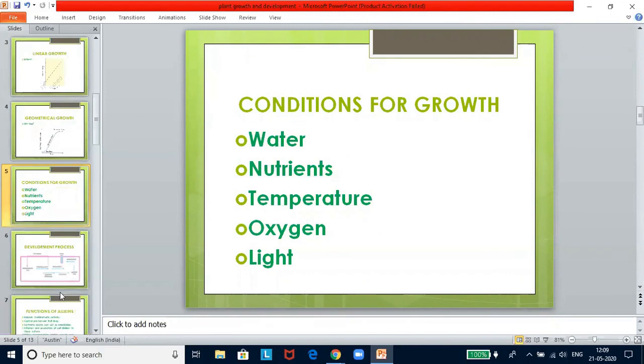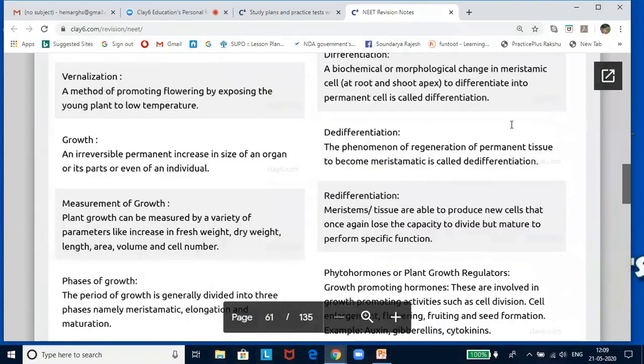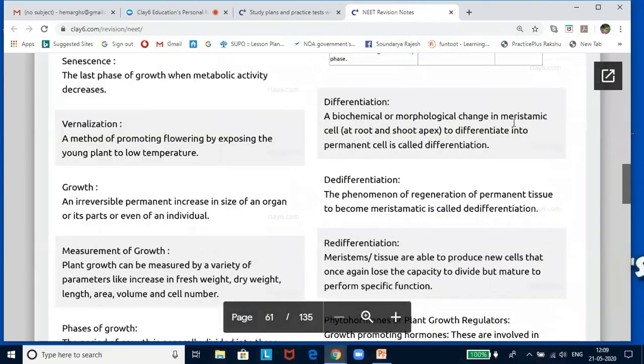Now there are three terms which you should know: differentiation, dedifferentiation, and redifferentiation. Differentiation: the root and shoot apical meristems and cambium differentiate and mature to perform certain specific functions. This is called differentiation. The cells undergo few to major structural changes both in their cell walls and protoplasm. They develop a strong, elastic, lignocellulosic secondary cell wall to carry water to long distances even under extreme conditions.